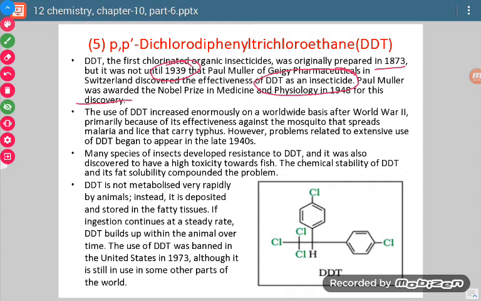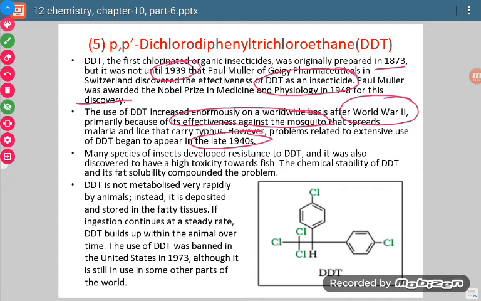Now the use of DDT increased enormously on a worldwide basis after World War II. After World War II, it was used worldwide because of its effectiveness against the mosquitoes that spread malaria and lice that carry typhus. However, the problems related to extensive use of DDT began to appear in the late 1940s. So see, previously it was a very good insecticide, but after its excessive use, around the 1940s, we came to know that it is also very much harmful.